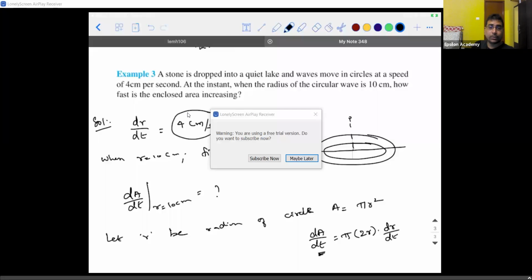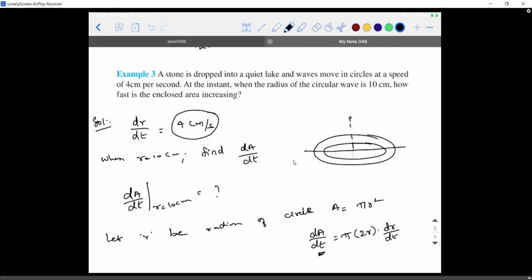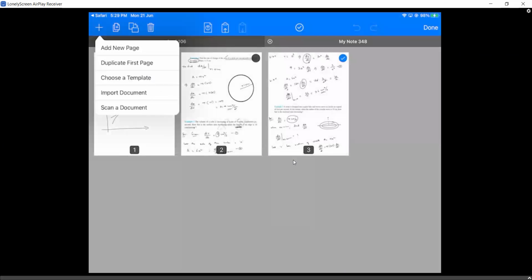So we should look at why it is always dr by dt. If I differentiate with respect to radius, I would have been left with only 2r. Okay, sir.